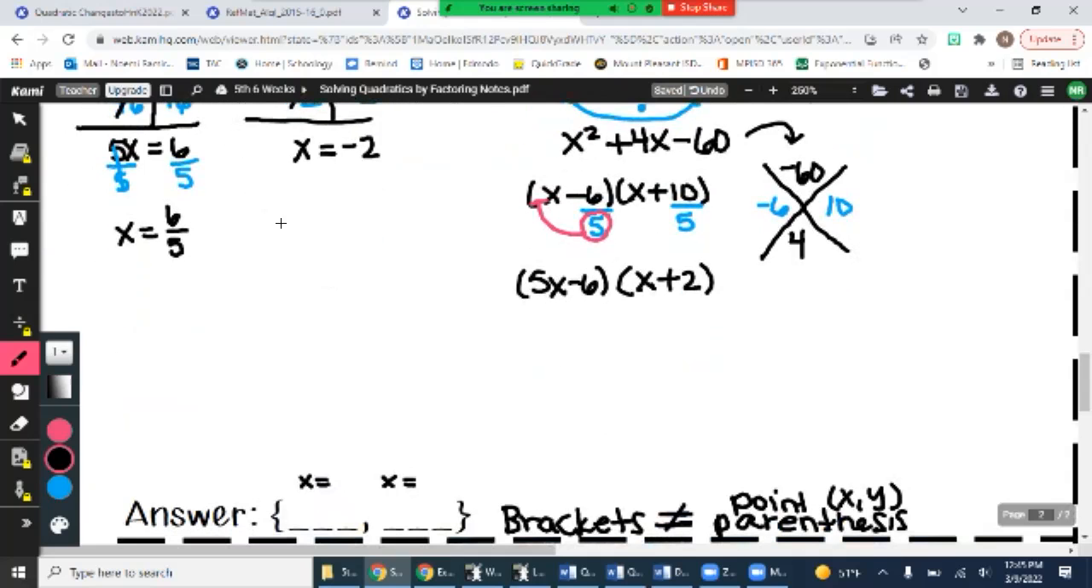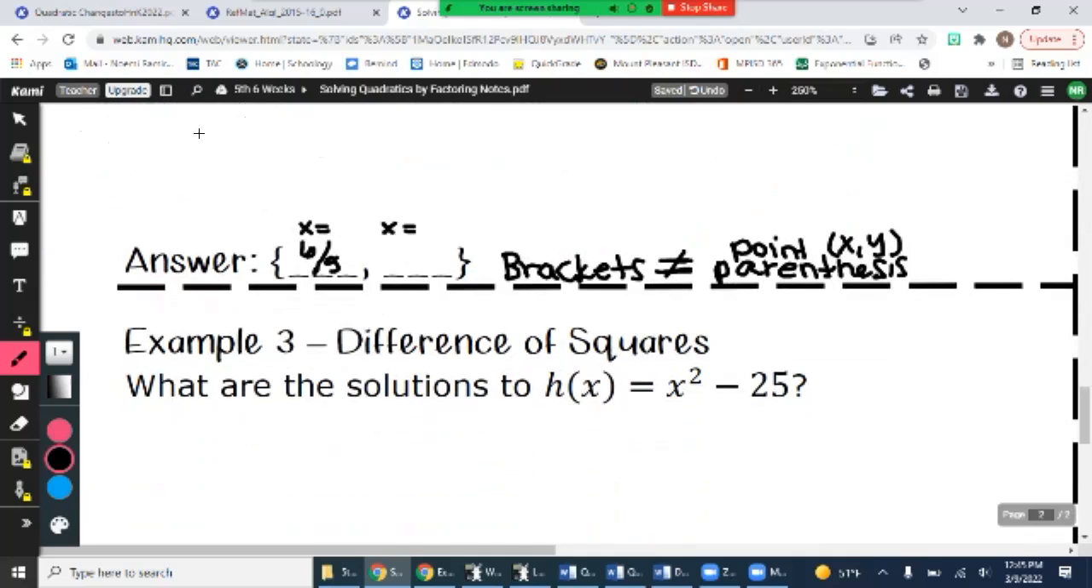That is my solution set. X equals 6/5. So you'll have what looks like an ordered pair, but it'll have 6/5, negative 2, or backwards, negative 2 and 6/5. What if they put that 6/5 in decimal form?